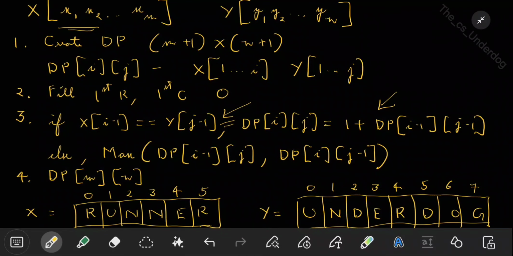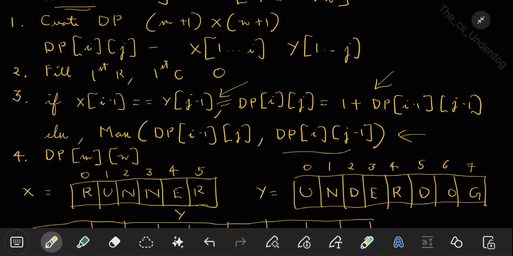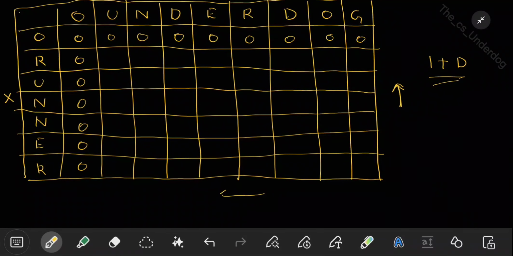Otherwise, if it does not match, what do you have to do? You take the maximum of dp[i-1][j]. Where is i-1, j present? i-1 means one row up, and j means the same column. So you simply see the element right above it. The other case is dp[i][j-1], that is the same row but one column less, so you see the element on the left.